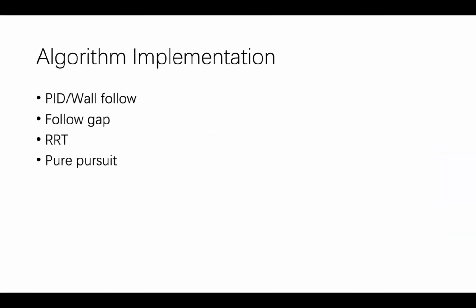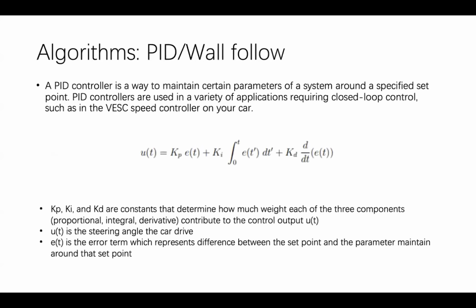Actually here, we implement four kinds of different algorithms, including the PID wall follower, which we introduced last time, follow the gap, RRT, and pure pursuit. We just want to compare the performance of those different algorithms in different maps, trying to see whether they can complete tasks like turning, going straight, and many other things. So first, I will introduce the details of those algorithms.